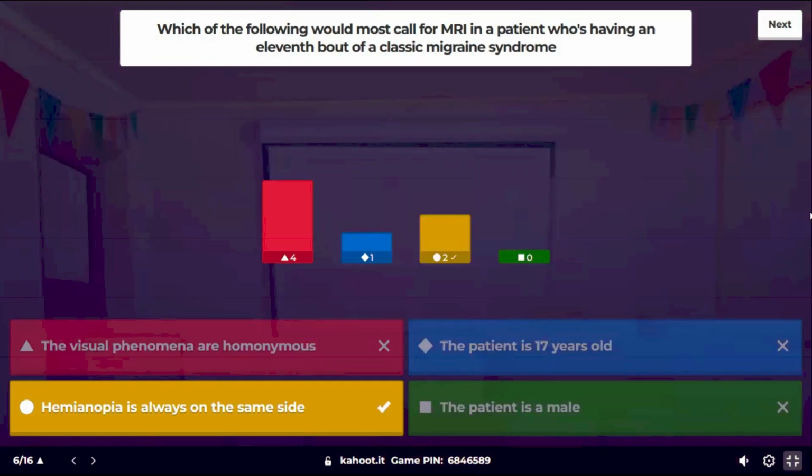Hemianopia is always on the same side. This may suggest arteriovenous malformation. The message behind this question is that migraine is among the causes of visual field defects. So you have to read about this also. And not all migraine is benign, because it might be a red flag for arteriovenous malformation if the hemianopia is always on the same side.